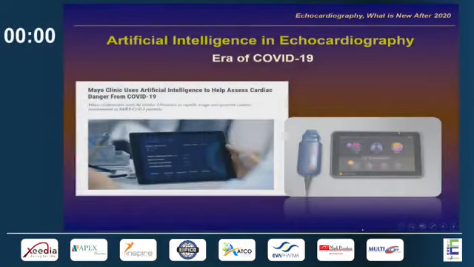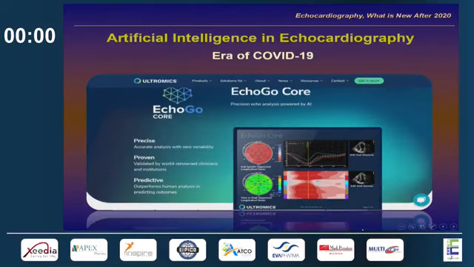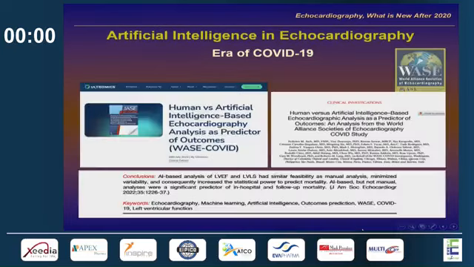The frontline physician in the COVID era came to manage the patients. Actually, the expert sonographers cannot cope with the pandemic with such disease. So small handheld devices help in this era for assessment of patients needing echo. The first software released in the market after 2020 is the Echo Go, which is certified by the FDA for precise, proven, and predictive studies.